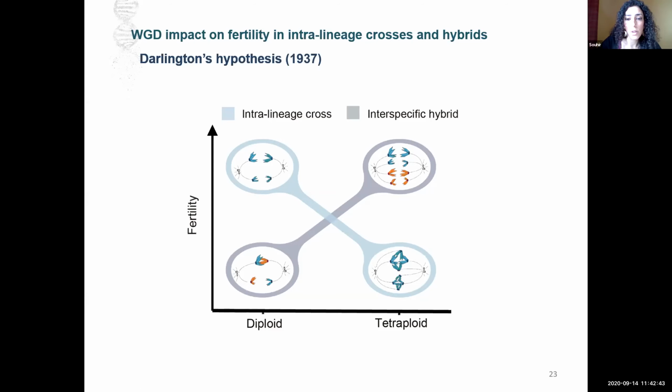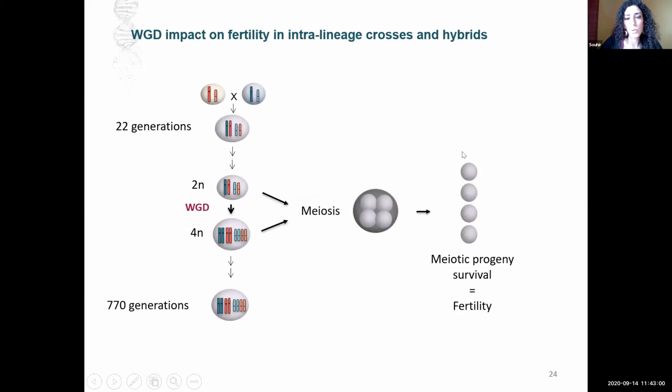However, the tetraploid to which it gives rise will be fertile because of the correct, consistent bivalent pairing between the identical homologous chromosomes. So to test this hypothesis in our system, we induced meiosis in all 32 lines where whole genome duplication occurred, and we counted the meiotic progeny survival before and after whole genome duplication.